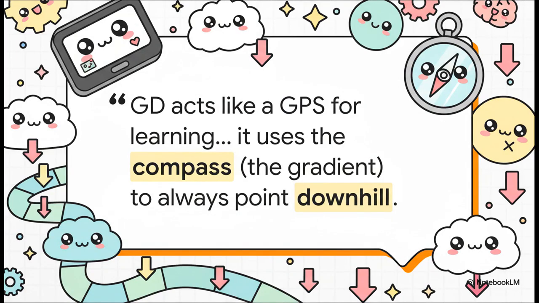I absolutely love this quote. It's like a GPS for learning. Think about it. Your GPS doesn't need a map of the entire planet to work. It just needs to know where you are right now and which direction to go next. That's gradient descent. It doesn't need to see the whole error landscape. It just needs its compass, the gradient, to tell it which way is down, right from where it's standing.